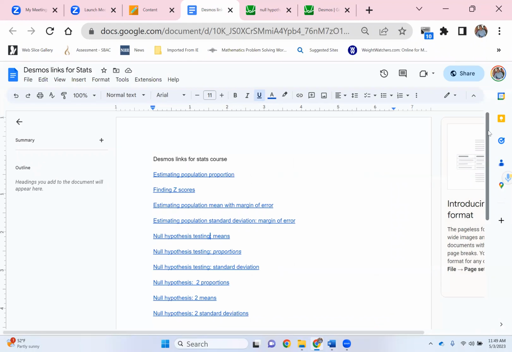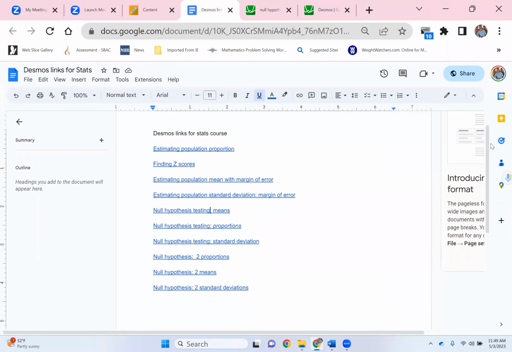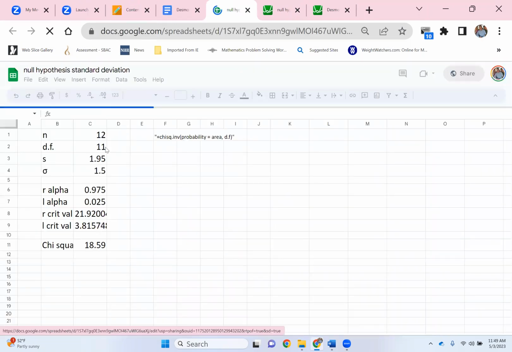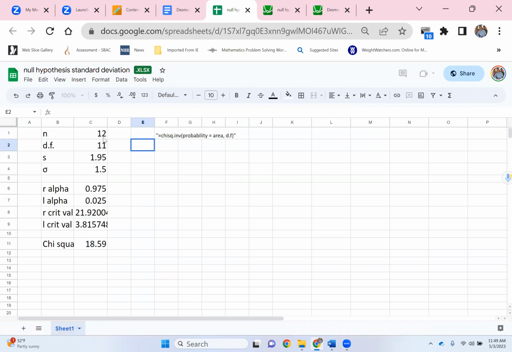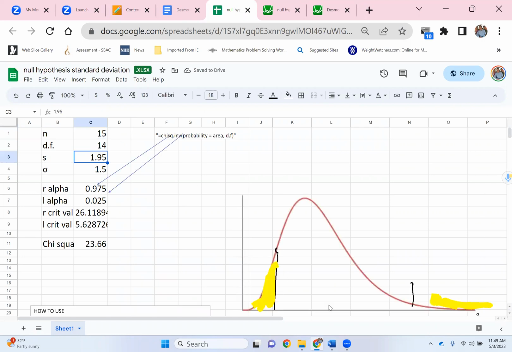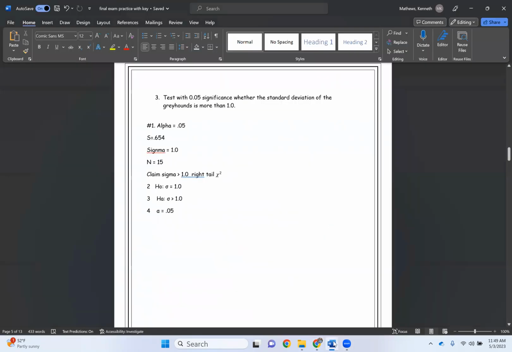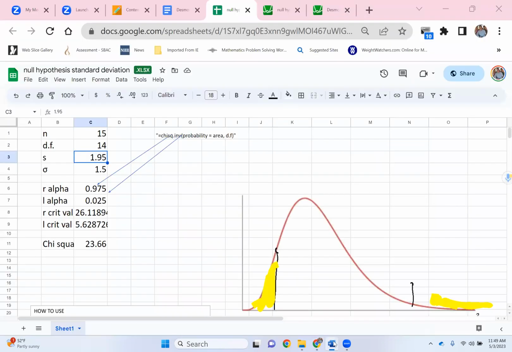This is a null hypothesis test for a standard deviation. There it is. Okay, so our n value is 15. The standard deviation of the sample is 0.654. The claim is 1.0.